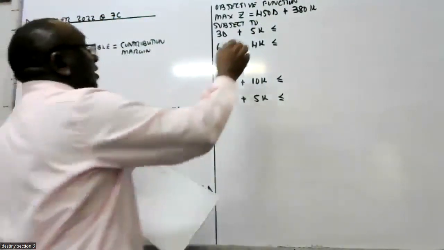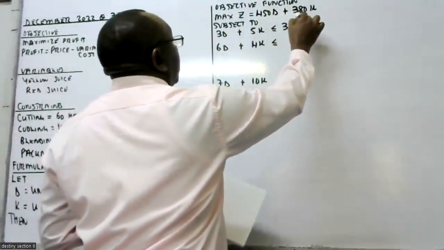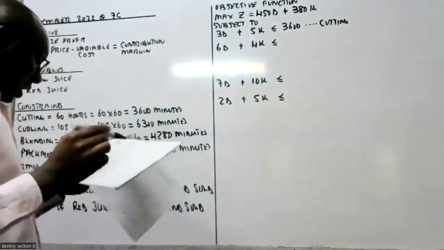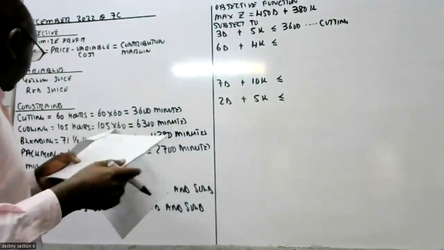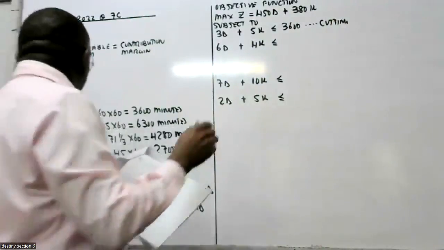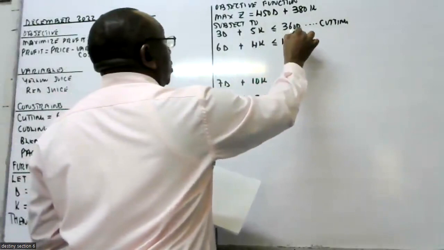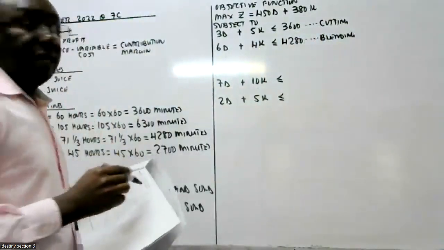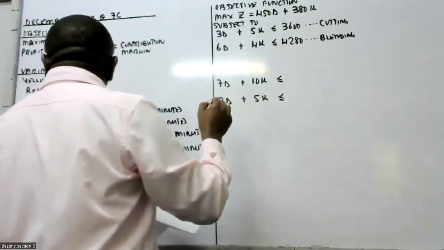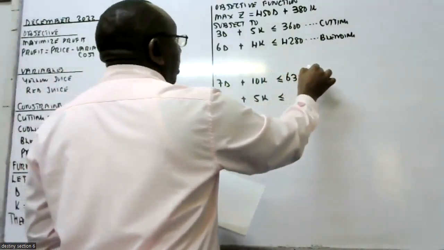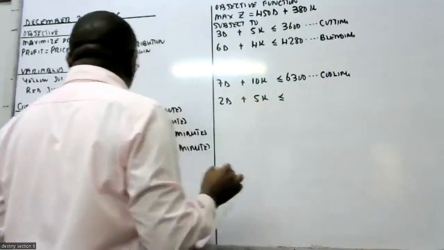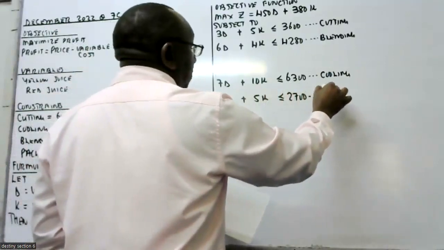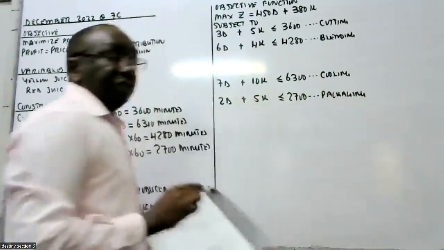So for cutting, we have 3,600. Now this is cutting. Then the next one is breading, 4280. That is breading. Then the other one is cooling, 6,300. This is cooling. And then this is less than or equal to 2,700. This is for packaging.